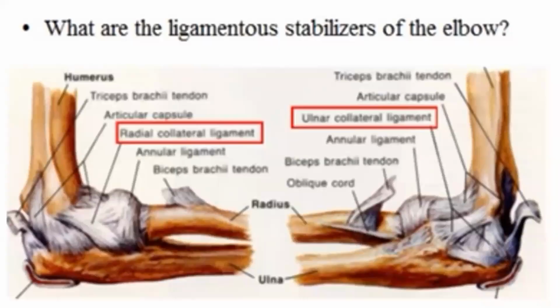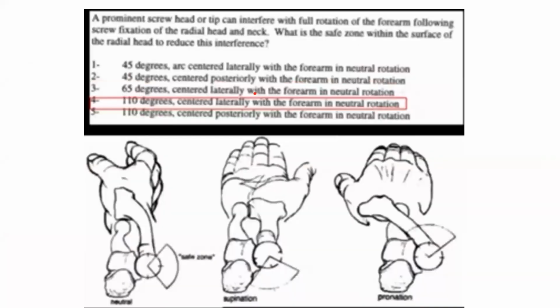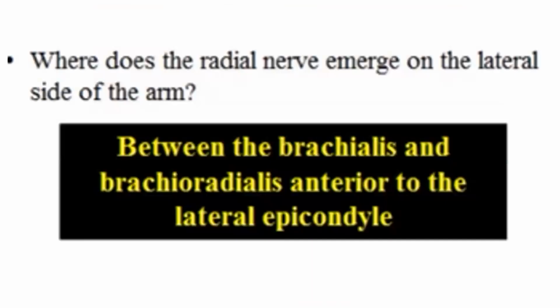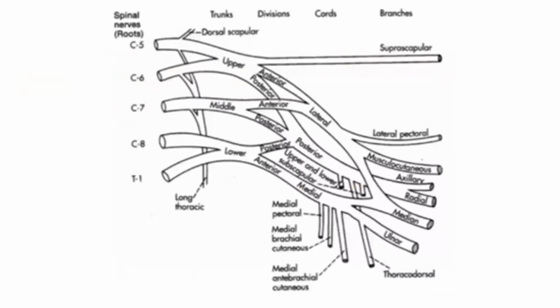Don't forget about the anatomy of the elbow. What are the stabilizers of the elbow? Don't forget, this is a question that we like to ask about the angle in which, if you put screws through, it won't disturb motion. So keep this in mind. Know about the muscles. Where does the radial nerve emerge? And then you have to know these.